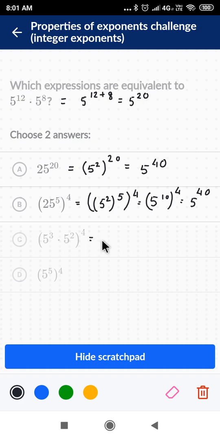C is, we will multiply inside the bracket, 5 to the power 3 plus 2, that is 5 to the power 5 to the power 4, that is 5 to the power 20. D is 5 to the power 5 into 4, that is 5 to the power 20. We want 5 to the power 20. A is 40, B is 40, C is 20 and D is 20. So C and D are the answers.